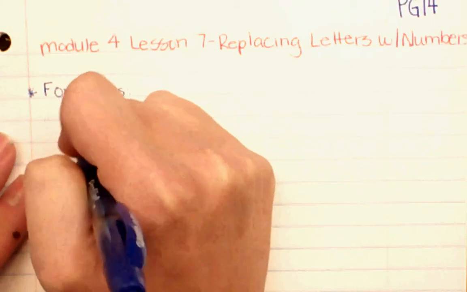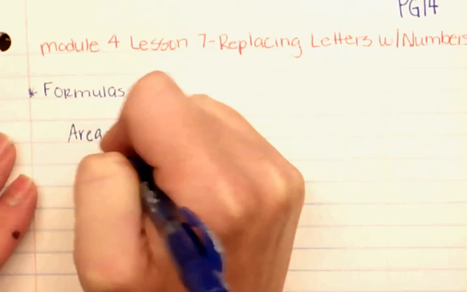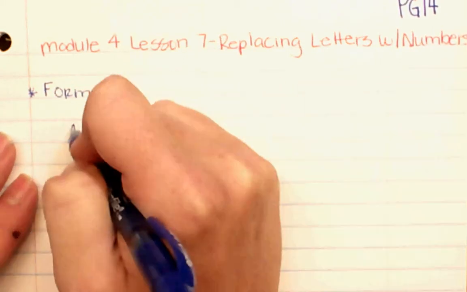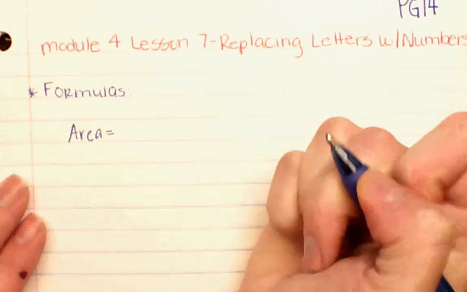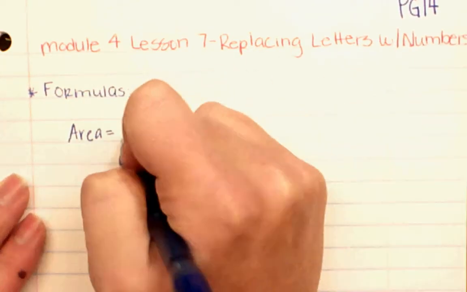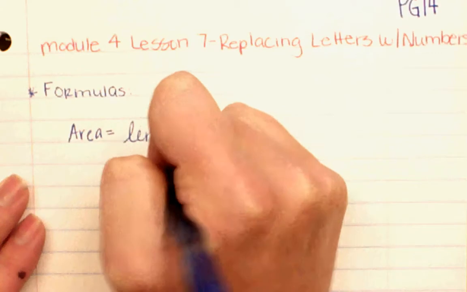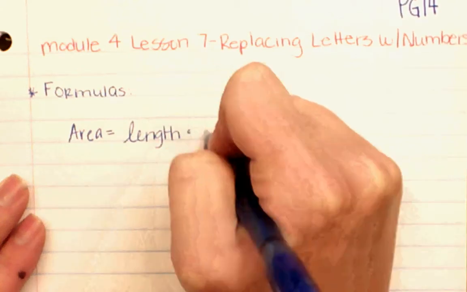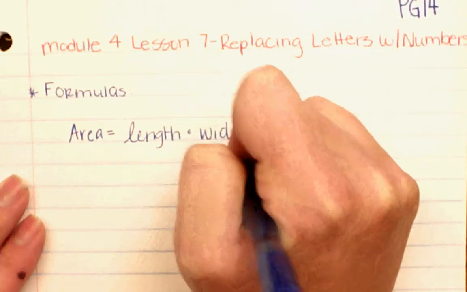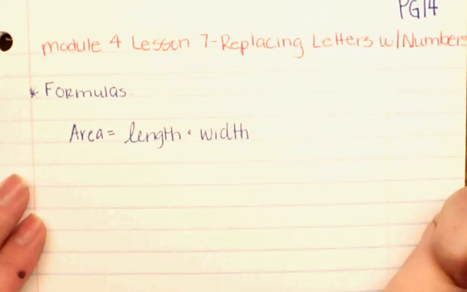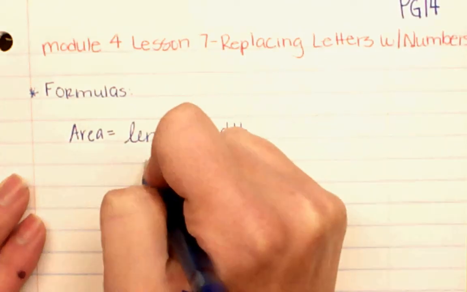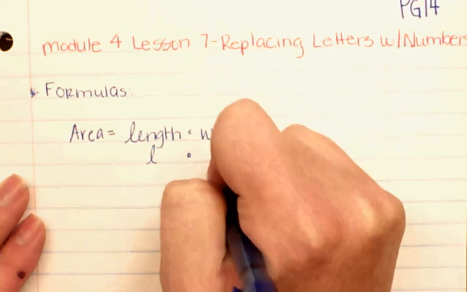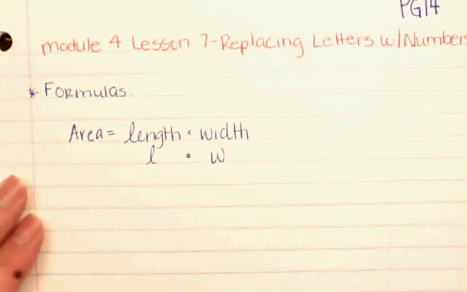First formula is for area. Earlier in another lesson, a couple of lessons ago, we worked with area and we learned that area equals length times the width. Another way you could write it is L times W, L being length and W being width.